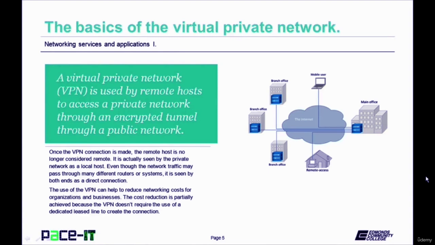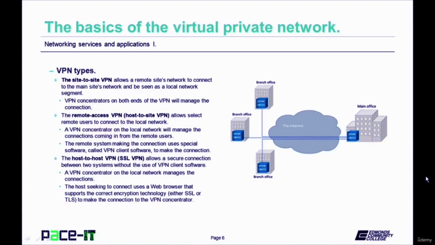Even though the network traffic may pass through many different routes or systems, it's seen by both ends as being a direct connection. The use of the VPN can help to reduce networking costs for organizations and business. The cost reduction is partially achieved because the VPN doesn't require the use of a dedicated leased line to create that direct connection. There are several different types of VPNs.